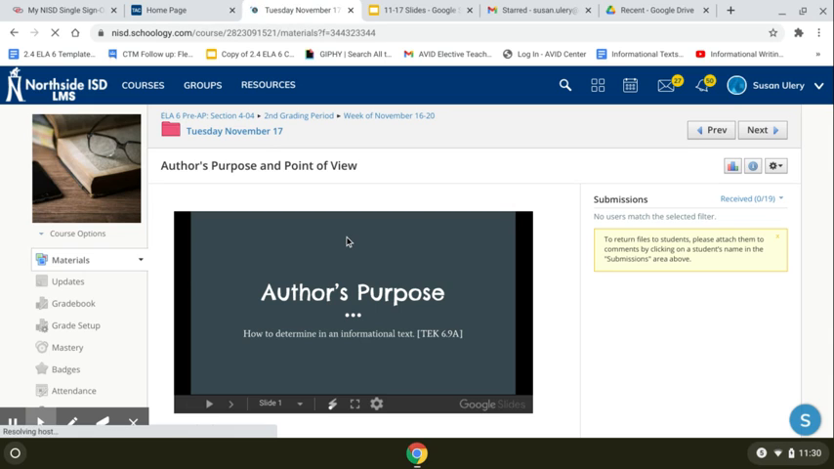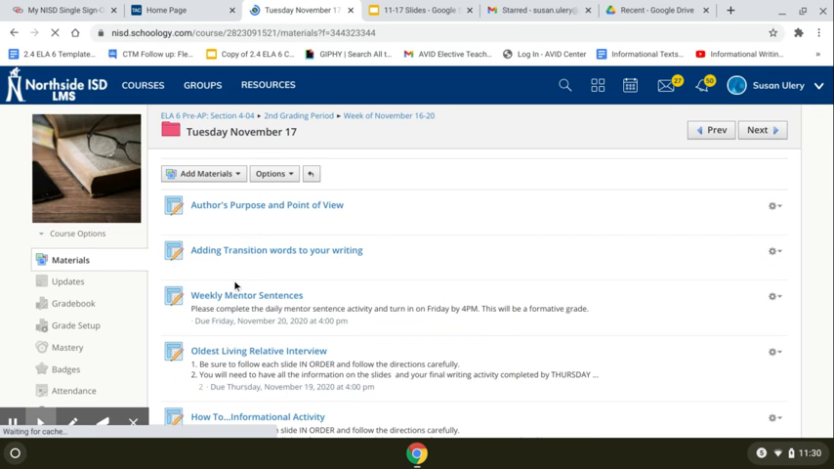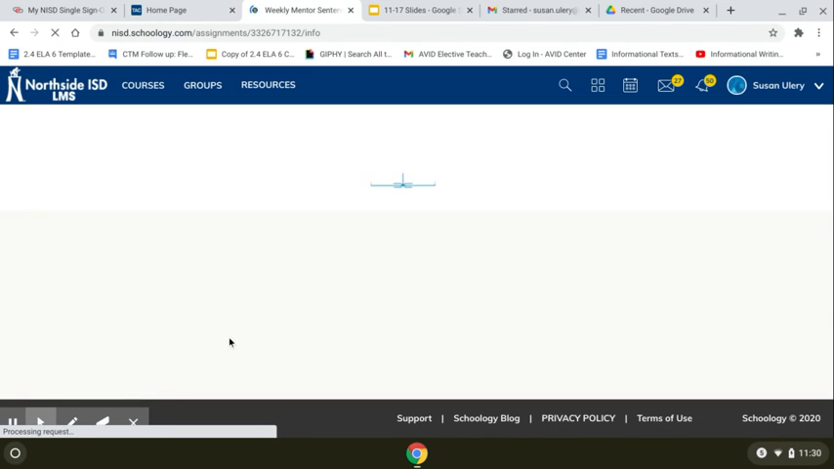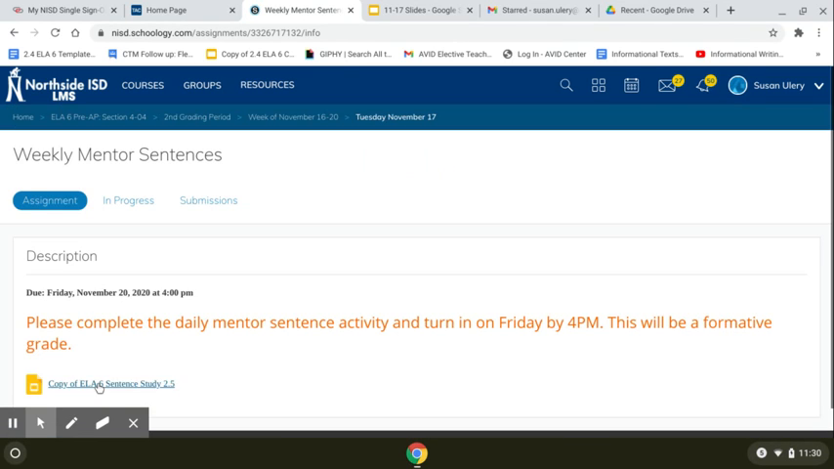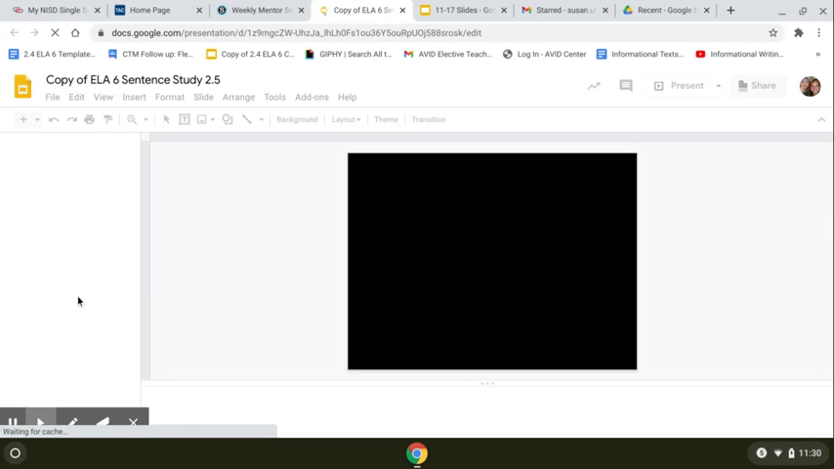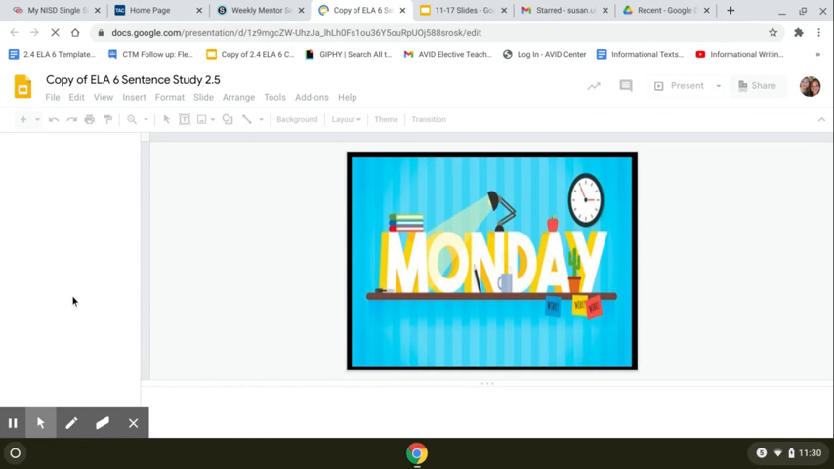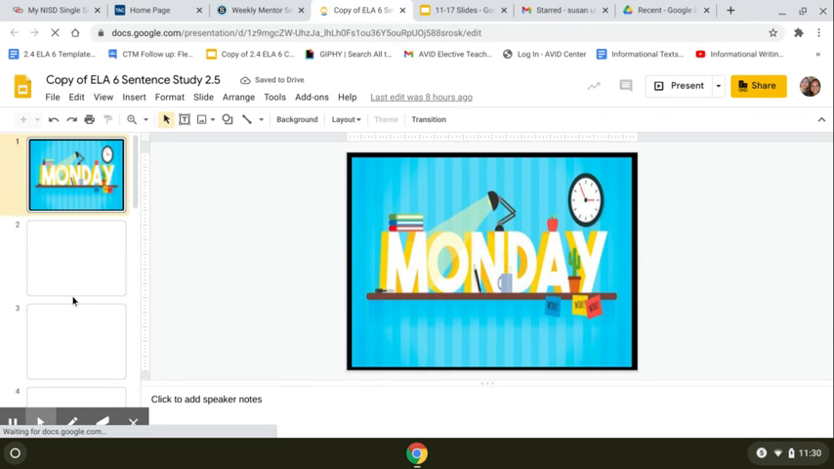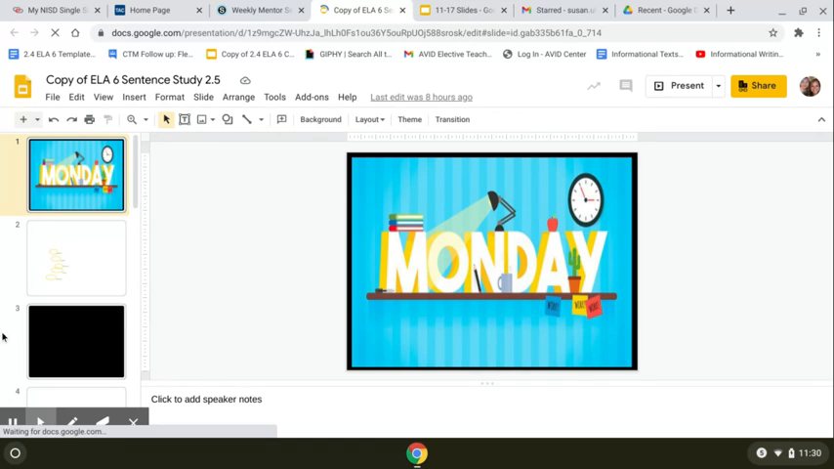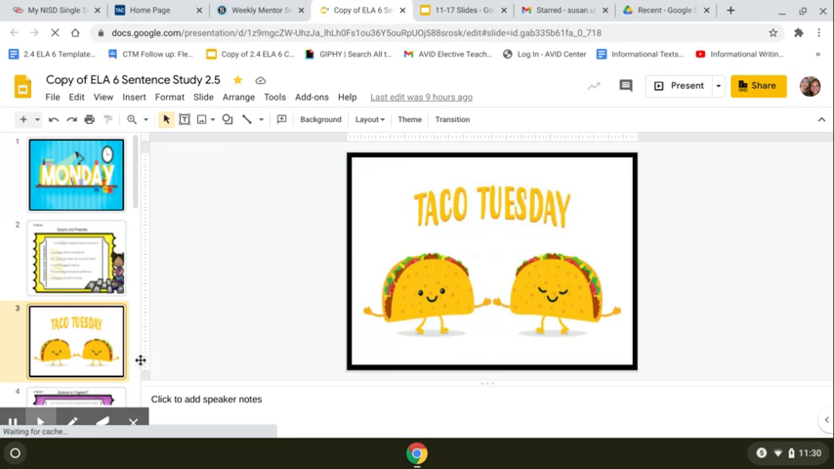Okay, so then the next thing we're going to do is move into our mentor sentences. We talked yesterday on Monday about subject and predicates. Predicate is another word for verb. So you're going to come on down to slide Tuesday, Taco Tuesday. You can thank Miss Tribal for these creative slides. So Taco Tuesday, we're going to be talking about sentences and fragments.